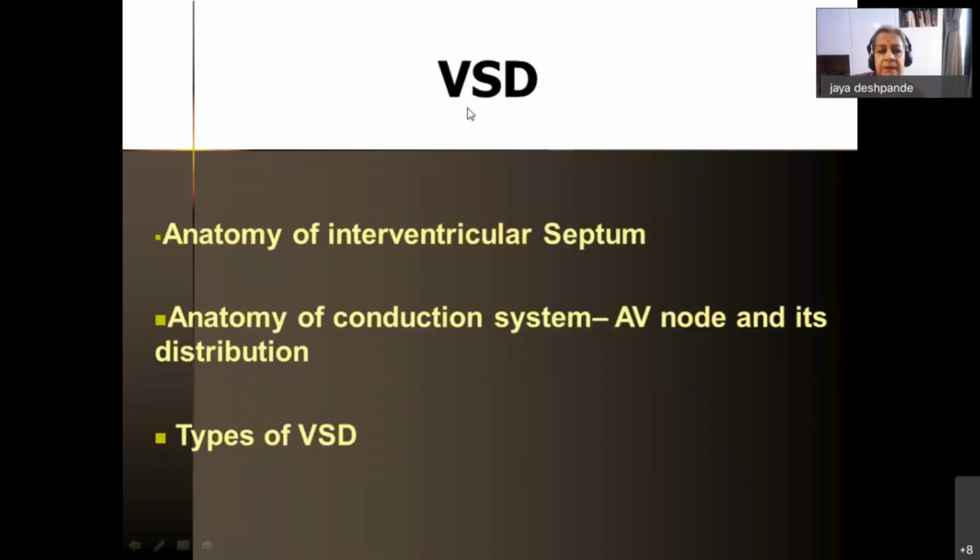So when we are looking at the ventricular septal defect now, we have to understand the anatomy of the interventricular septum, which we have gone through. Another important part is the anatomy of the conduction system, the AV node and its distribution, and the different types of VSD.